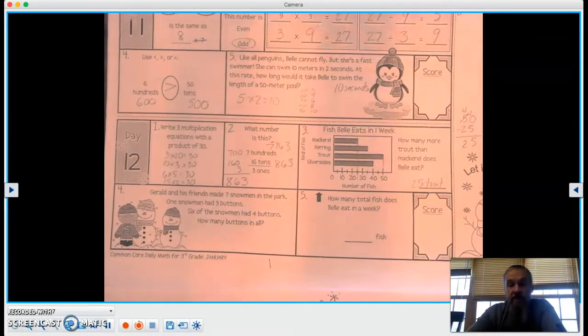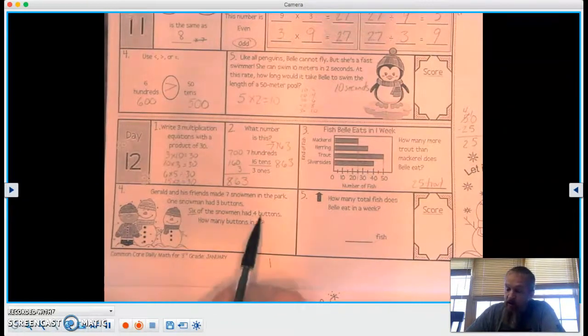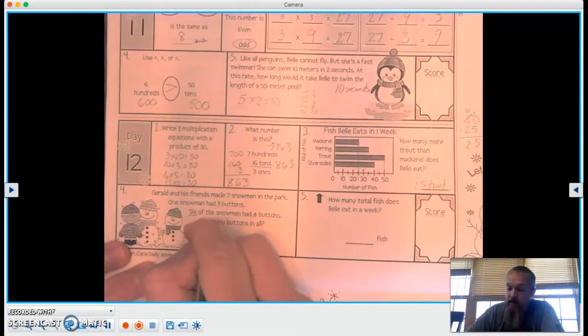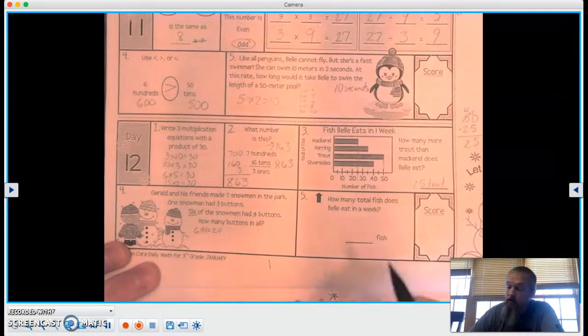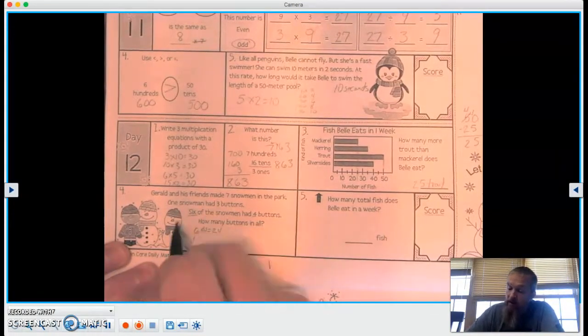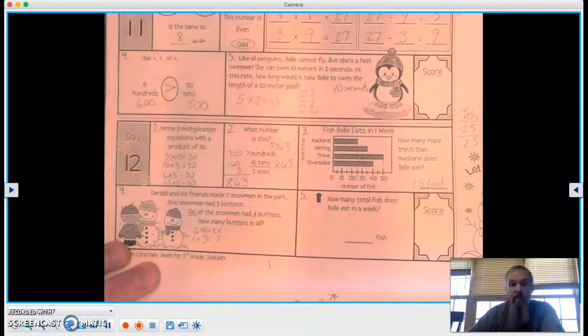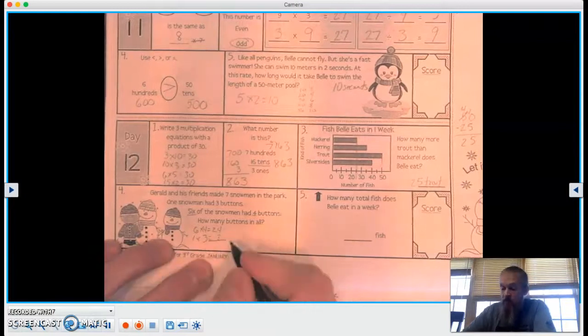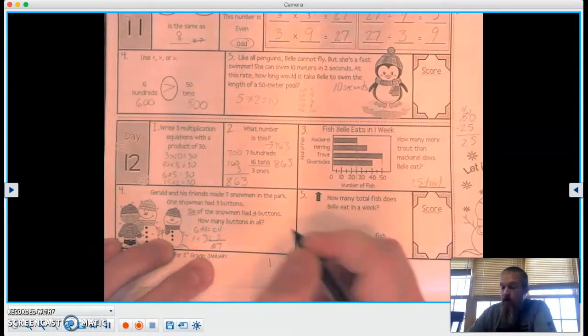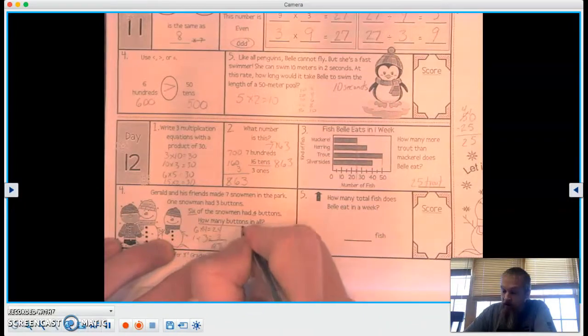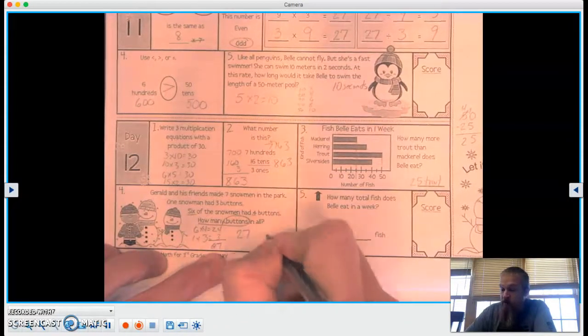Gerald and his friends made 7 snowmen in the park. 1 snowman had 3 buttons. 6 of them had 4 buttons. How many buttons in all? So, 6 snowmen had 4 buttons, so 6 times 4 equals 24. And 1 snowman had 3 buttons, so 1 times 3 equals 3. Now we're going to add those 2 up to get our total. And there we are. How many buttons in all? How many buttons? 27 buttons.